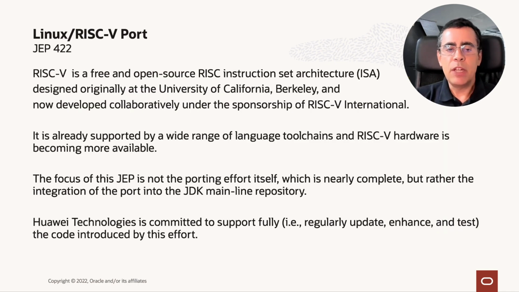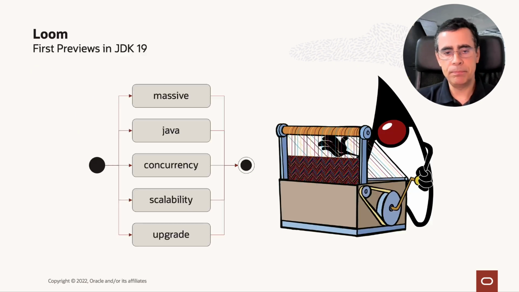RISC-V. This is an open source RISC instruction set architecture. It is supported by many languages, many toolchains, and RISC-V hardware is becoming more common. Moving the port of RISC-V to the OpenJDK mainline does not imply that any vendor will provide RISC-V ports as part of the Java offering. You will see in later slides, when I show you what operating systems and architectures Oracle will provide JDK 19 for, that we do not plan to have RISC-V offerings yet. What this JEP means, though, is that whenever a vendor decides to support RISC-V, it will be easier, and more importantly, that this architecture will be taken into account when designing and implementing new features.